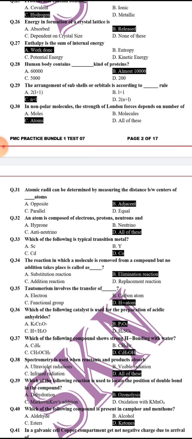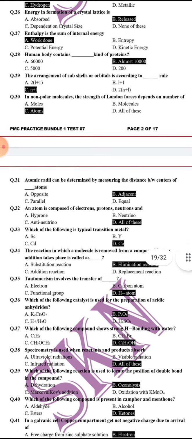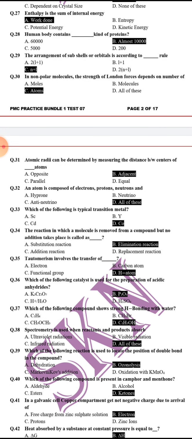Question number 32. An atom is composed of electron, proton, and neutron, and hyperon, antineutrino, neutrino, all of these. Yes, all of these. These are also subatomic particles, but we do not discuss them because they make the atomic structure as negligible as possible. So we will not discuss them. Question number 33. Which one of the following is a typical transition metal?